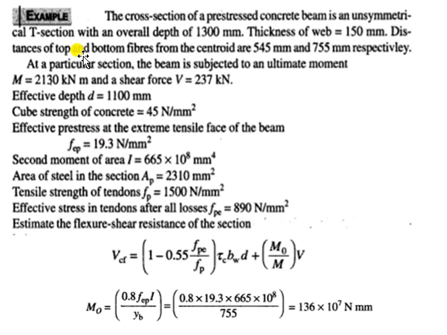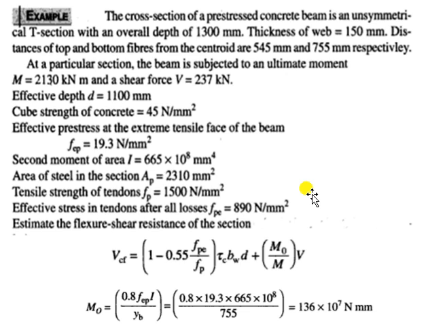Now let us consider one more example. The cross section of a prestressed concrete beam is an unsymmetrical T section with an overall depth of 1300 mm. Thickness of web is 150 mm. Distance of top and bottom fibers from the centroid are 545 mm and 755 mm respectively.